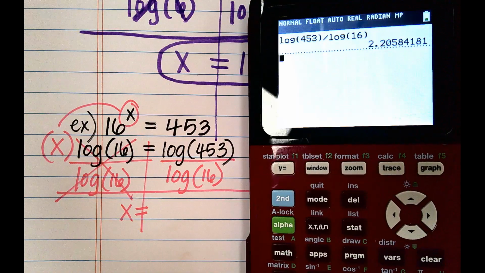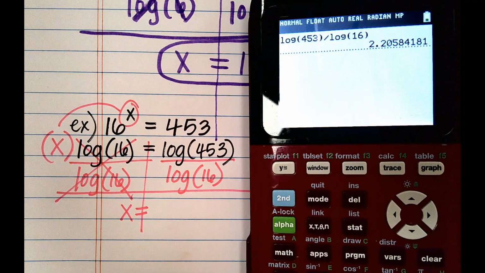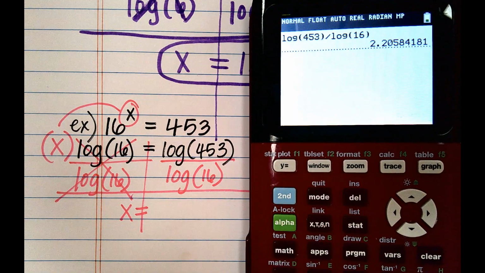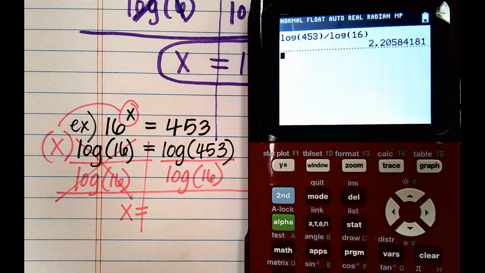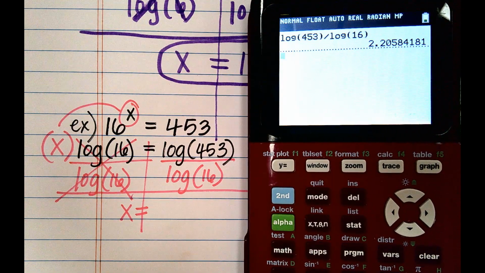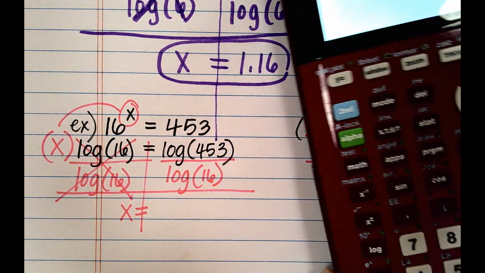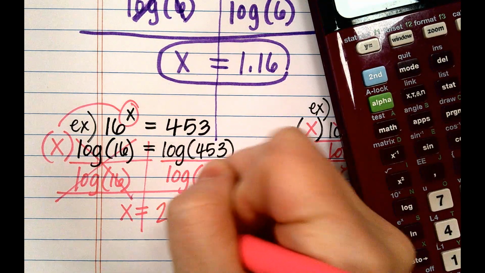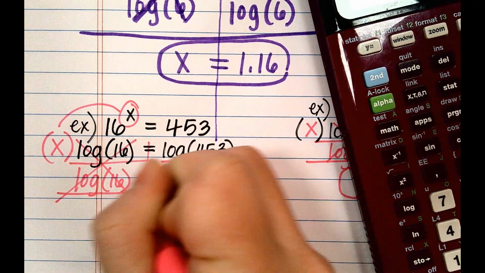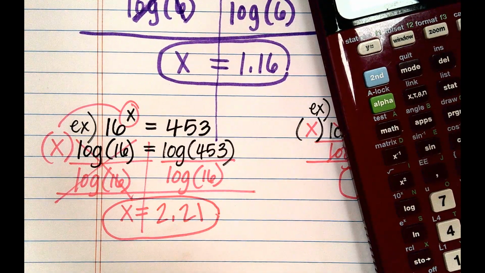Okay, I think we did it right. 2.2. If you were rounding, 2.21, yes. If you put 2.20, I won't count it wrong. But 2.21 is a good answer for rounding. So I'm going to put 2.21 just for the sake of rounding, and that is our answer. Good. Okie dokie, guys. That is wonderful.